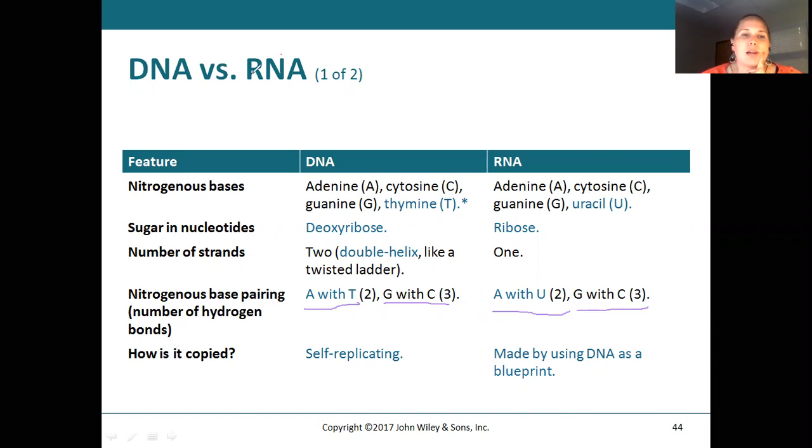And then how is it copied? Well, DNA is self-replicating, and for RNA to make more copies of it, it needs to use DNA as a blueprint. But again, this is not a cell biology class. I'm not going to have you memorize things to that level for this particular material.